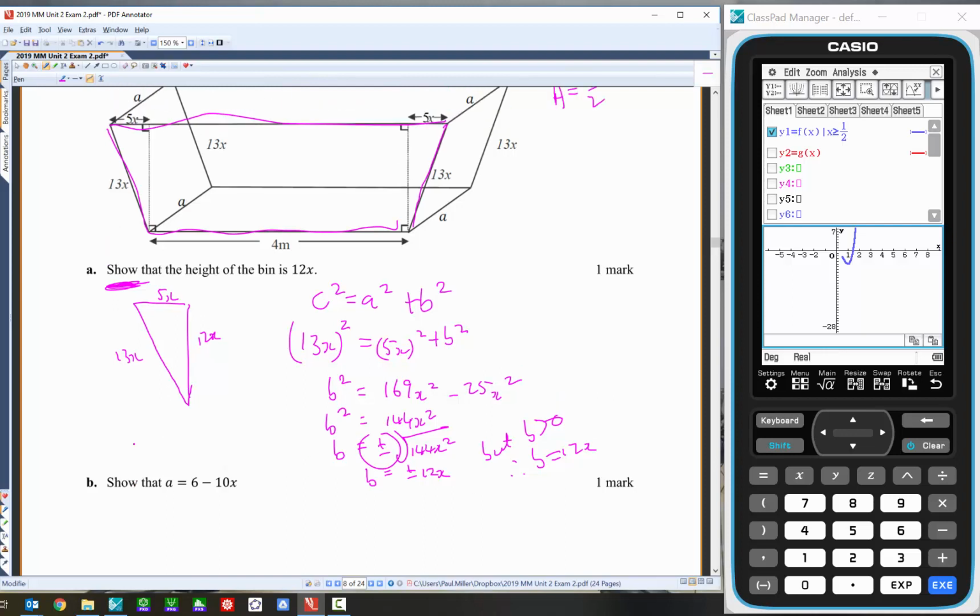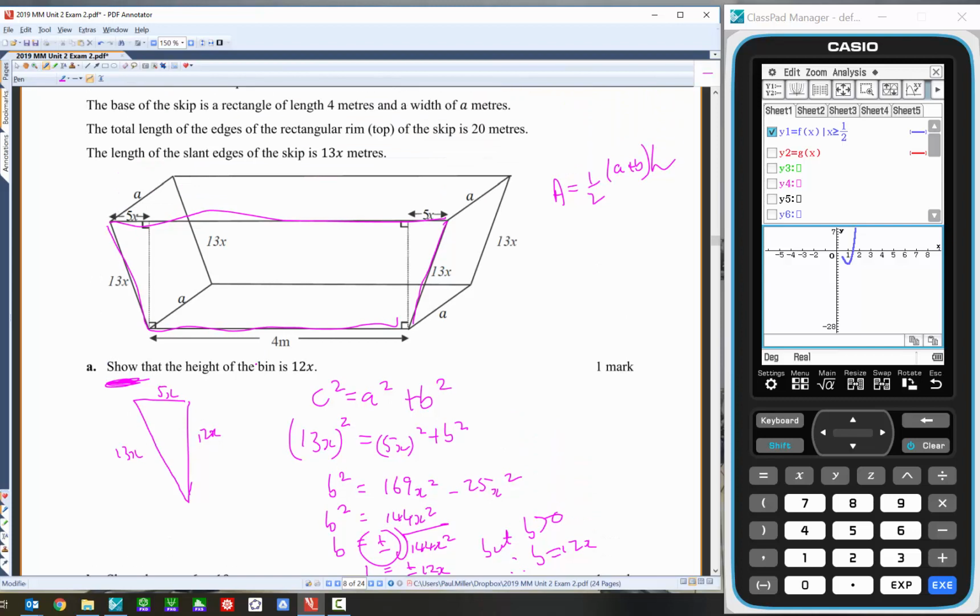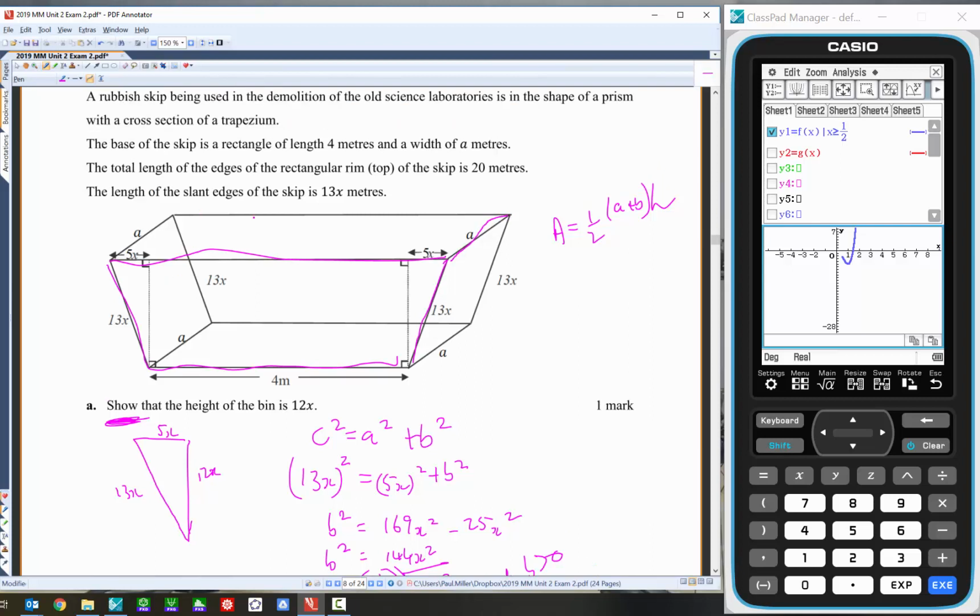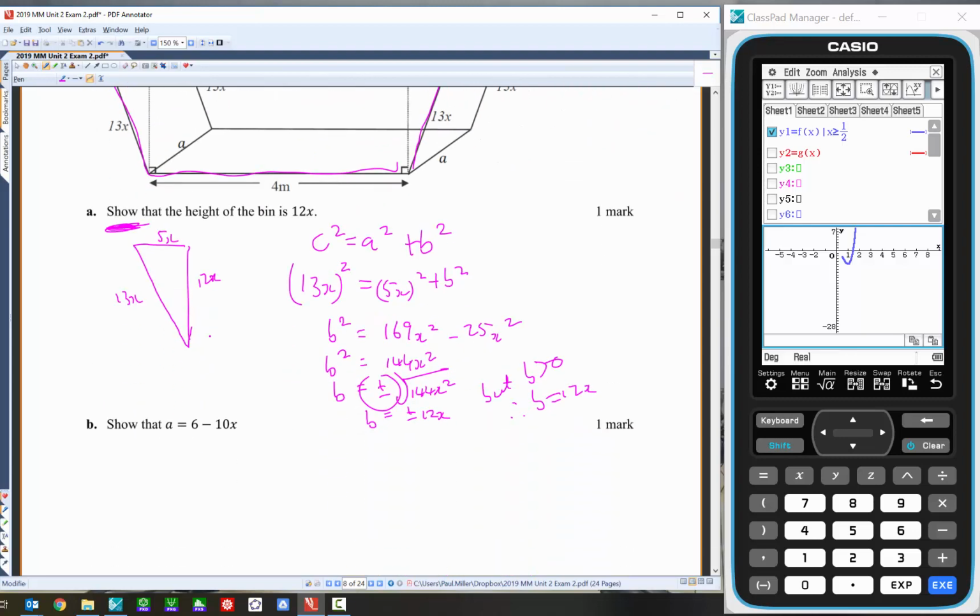Now, show that a is equal to 6 take 10x. Where's a? There. They've told us what that is. How do we know what a is? Up here. The base of the skip is a rectangle, length 4 metres, width a. So that doesn't help us. The total length of the edges of the rectangular rim, that is the top of the skip, is 20 metres. So all of this, this, and this is 20 metres. Let's note that down.